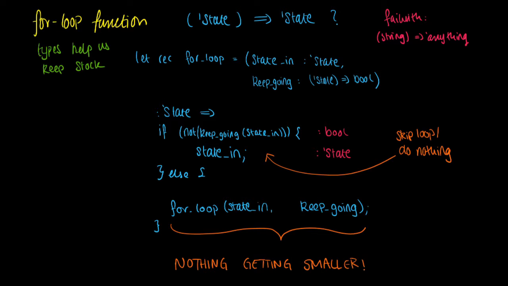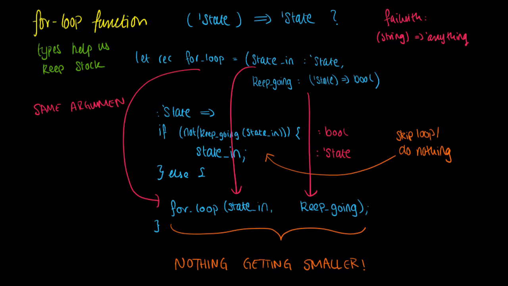One of the guarantees of functional programming is that it only depends on its arguments and doesn't implicitly use the state of the outside world. So if we pass in the same arguments to the same function, we're going to do the same thing, and here it means we just loop. So if keep going of state in is equal to true, then we'd go to the second branch of the if statement and end up looping right back where we started.